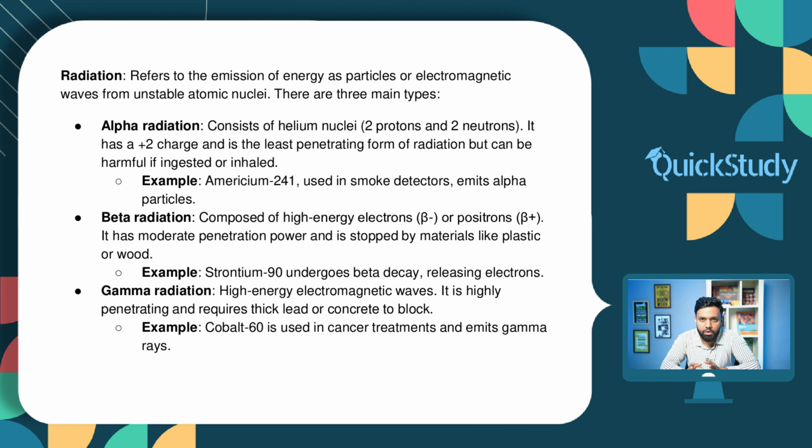Gamma radiation is one of the most powerful ones. It is a high energy electromagnetic wave. So it is highly penetrating and requires thick lead or concrete to block. Lead is basically the weakness of gamma radiation. For example, cobalt-60 is used in cancer treatments and emits gamma rays.